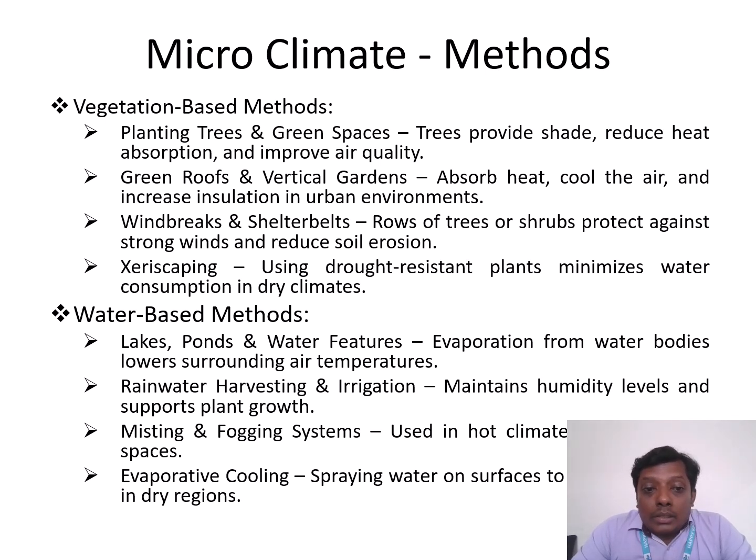In water-based methods, lakes, ponds, and water features lower surrounding air temperatures through evaporation from water bodies. Rainwater harvesting and irrigation maintain humidity levels and support plant growth. Then misting and fogging systems, then evaporative cooling. These are the water-based methods.